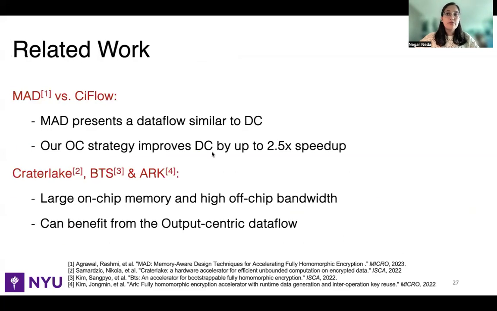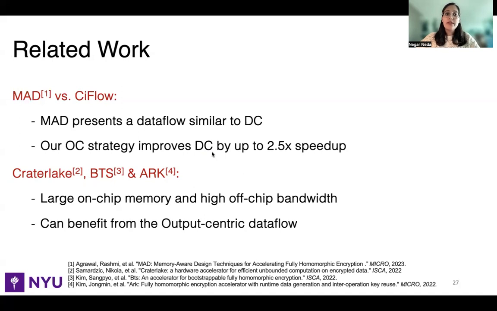Well, there has been a lot of work on hardware accelerators for homomorphic encryption. A recent work was MAD, and MAD presents a data flow which is similar to digit-centric. And what we showed in CiFlow is that the output-centric strategy improves digit-centric by up to 2.5 times speedup. And MAD can also benefit from using the output-centric data flow.